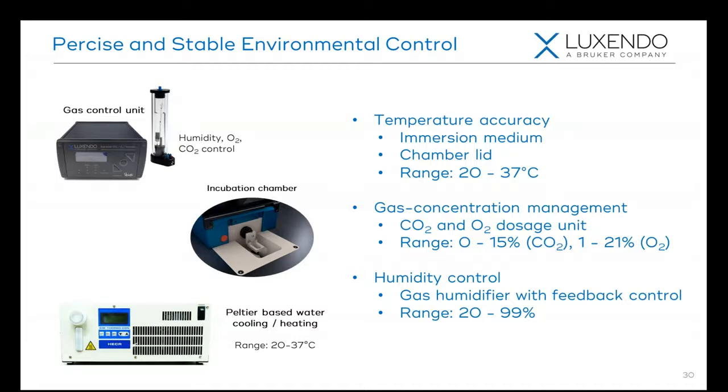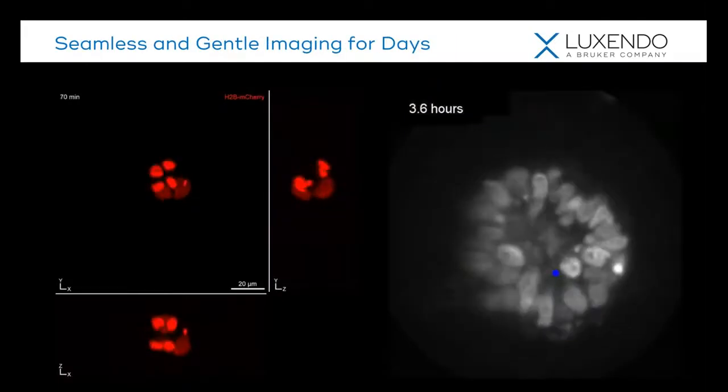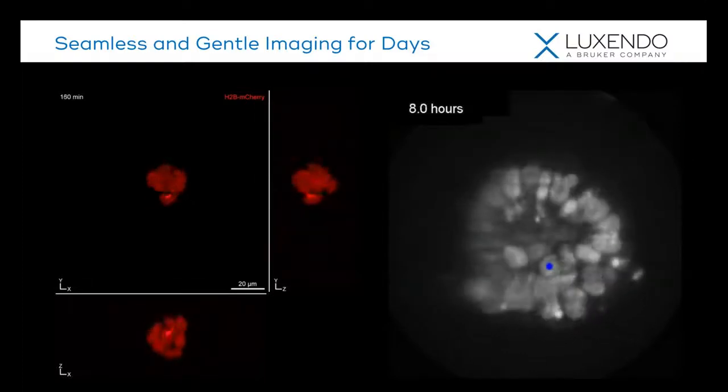CO2 and O2 control, which allows us to create the environmental conditions that your cells want to be in. And additionally, we can perform hypoxic and hyperoxic conditions in order to study your cells. And last but not least, humidity control, so our sample and media is still there and hasn't evaporated by the time we get done with our long-term experiment. And with all this in place, we can image seamlessly for days on end.